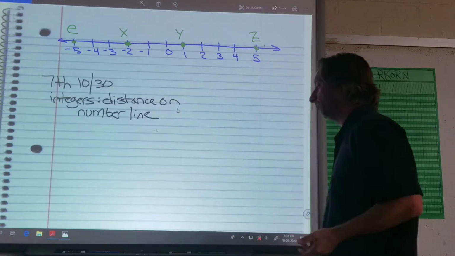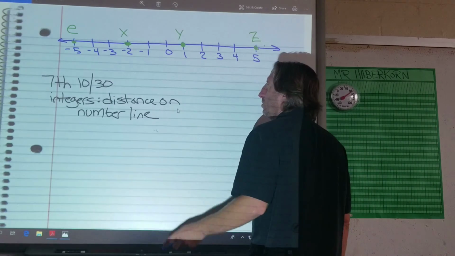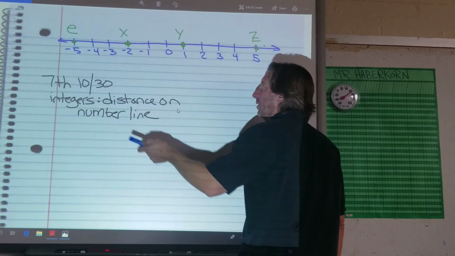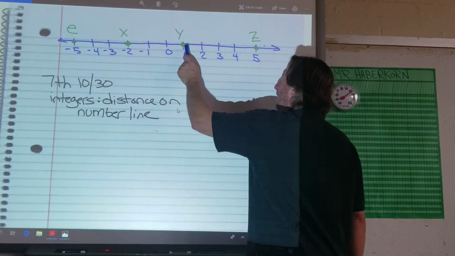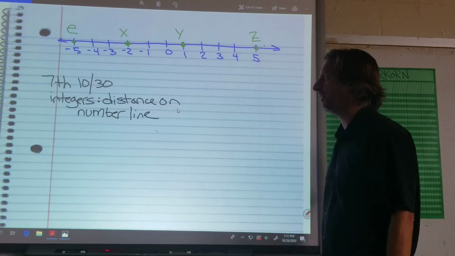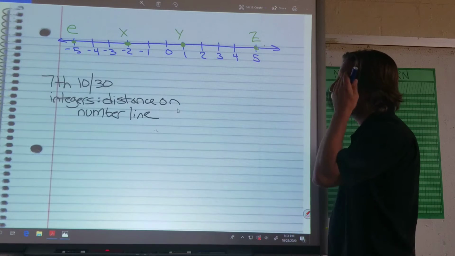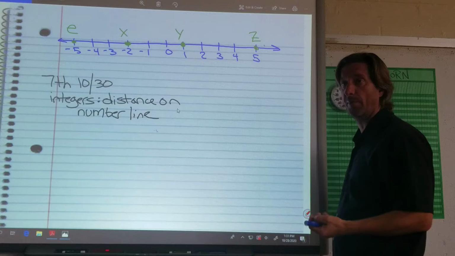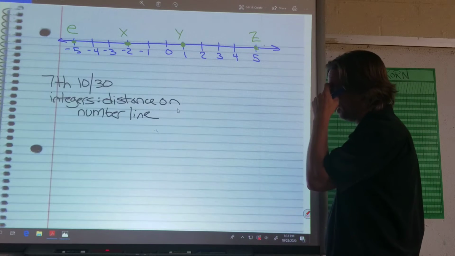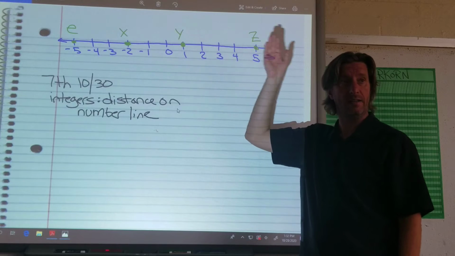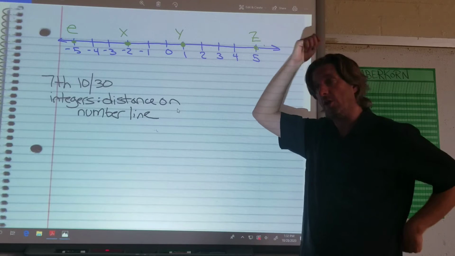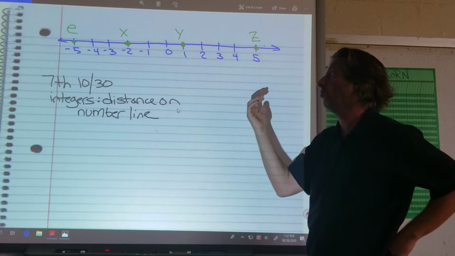So for example, I put some locations here. We know that E is at -5, X is at -2, Y is at 1, Z is at 5. So we're going to find the distance between some points on the number line. And you may need to draw a number line to solve these today. So when you get your assignment, you have to draw your own number line.